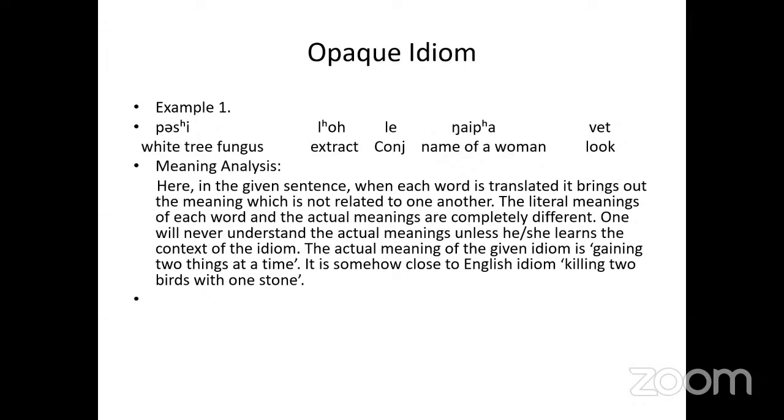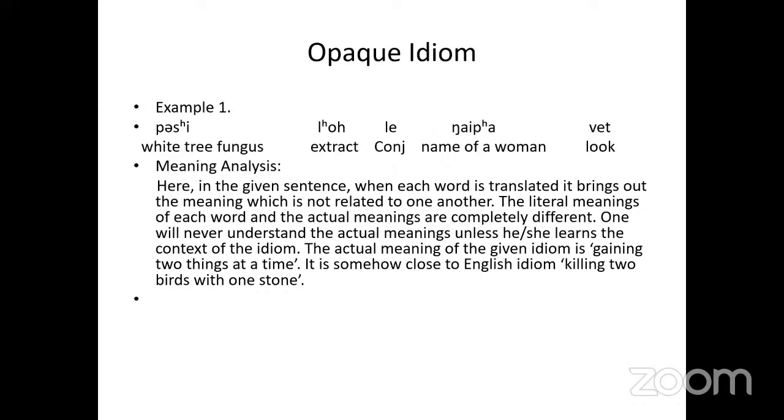pasi, pasi to le ngai pa bet. Pasi is a white tree fungus, and to means extract, and le is conjunction, and ngai pa is a name of a woman in the olden days, I should say, and then bet means look. So the meaning analysis of this opaque idiom is here in the given sentence. When each word is translated, it brings out the meaning which is not related to one another.